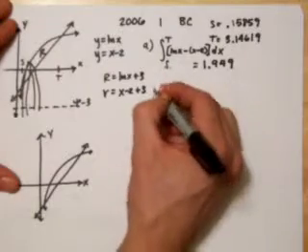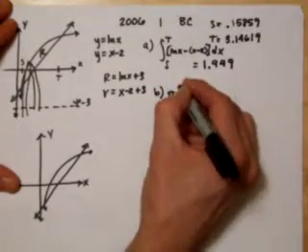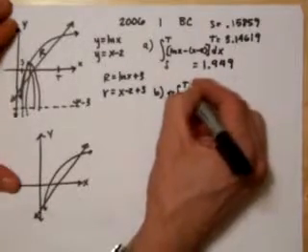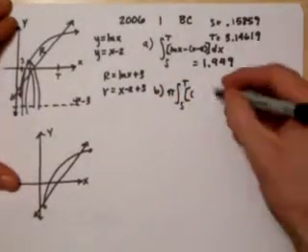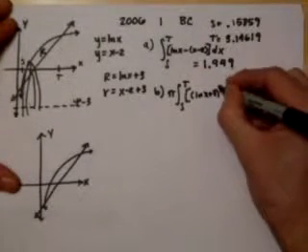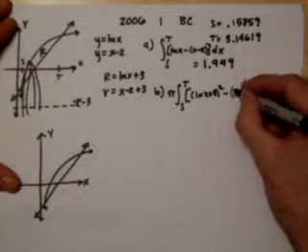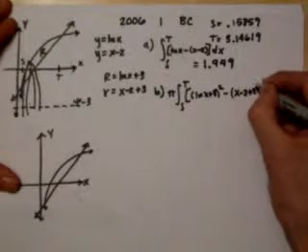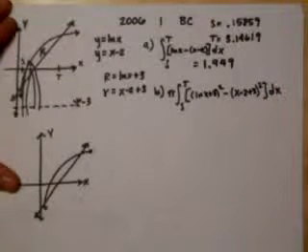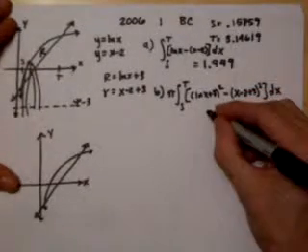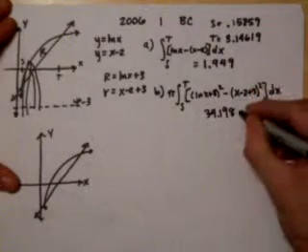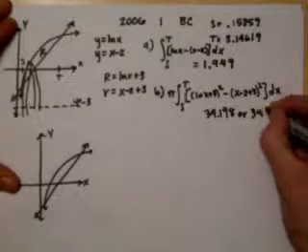So the volume is going to be pi times the integral from S to T of the large radius squared minus the small radius squared. Use your calculator and you should get either 34.198 or 34.199.